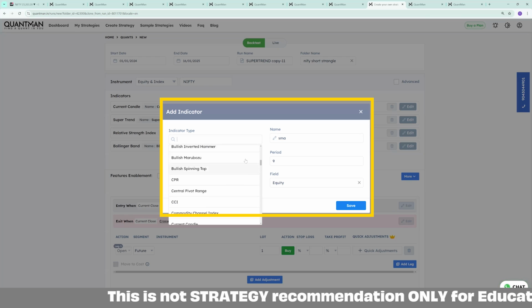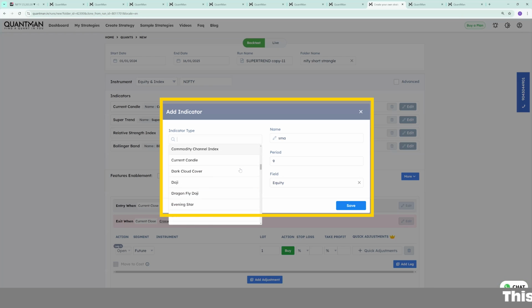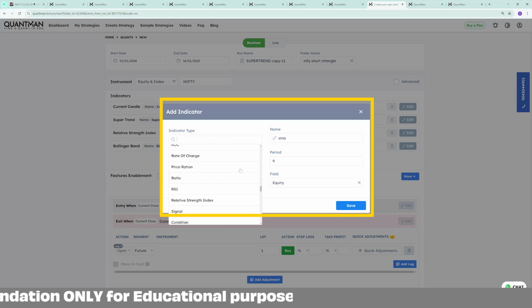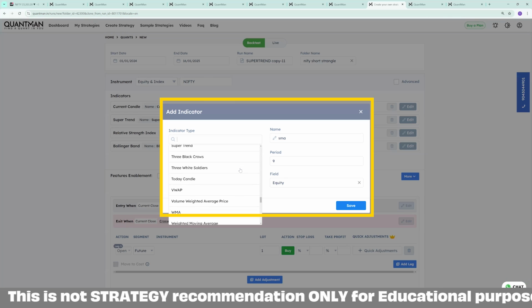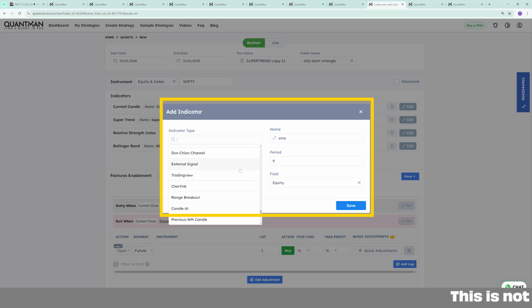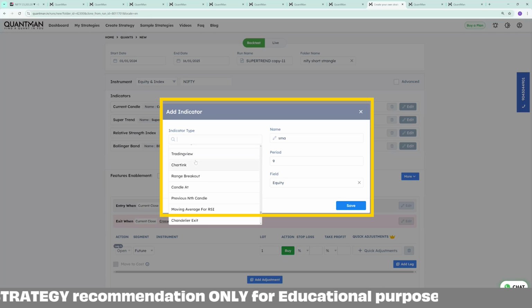Also there is price action: piercing line, Marubozu, bullish engulfing, bearish engulfing, Heiken-Ashi. So many indicators are available. You can use whatever indicator you want and do backtest and create strategies. Also, if you have one strategy in TradingView and charting, you can use it through these two indicators.